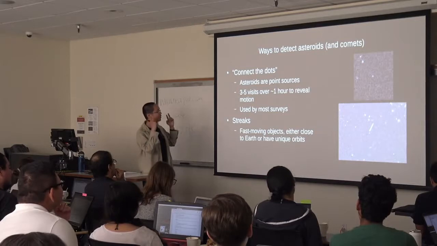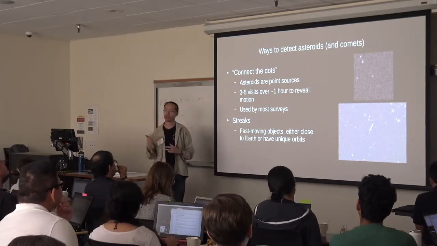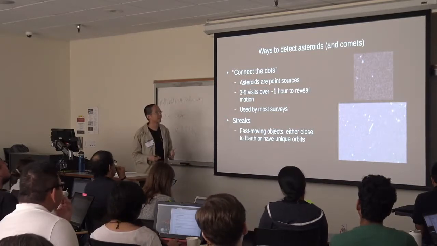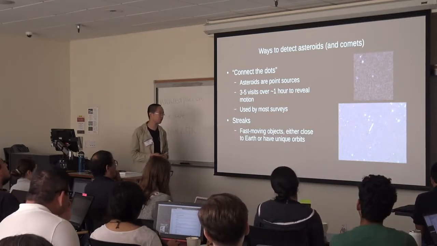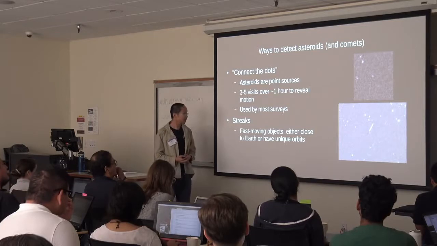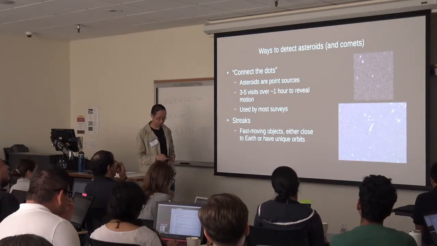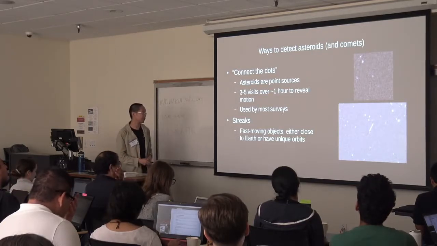And this idea is used by most surveys because it's pretty simple, and this way you can detect about, I would say, 99%, if not more, of all the asteroids. And another very useful method, for near-Earth asteroids but pretty tricky, is called streaks.